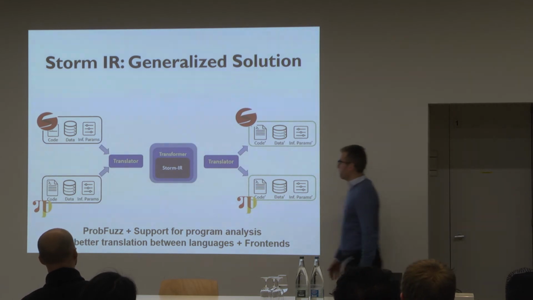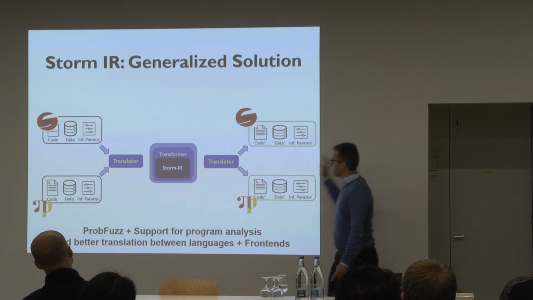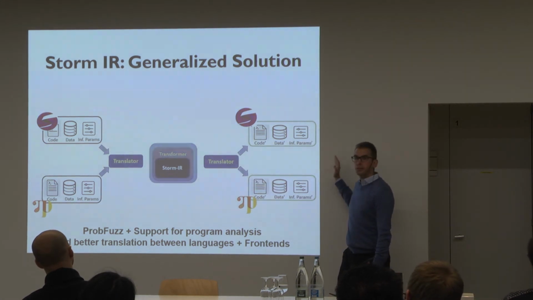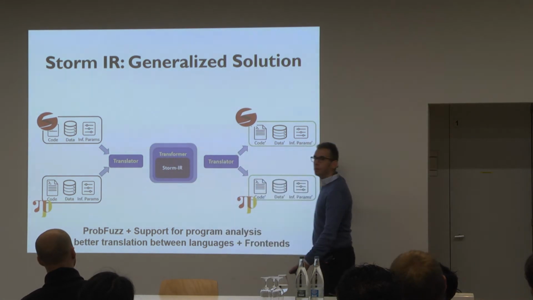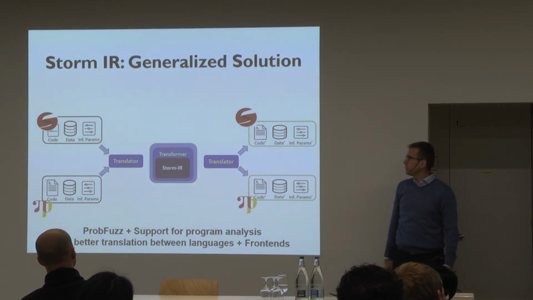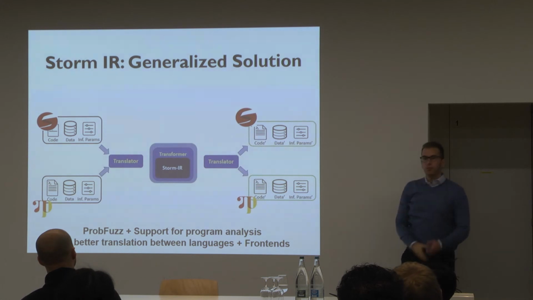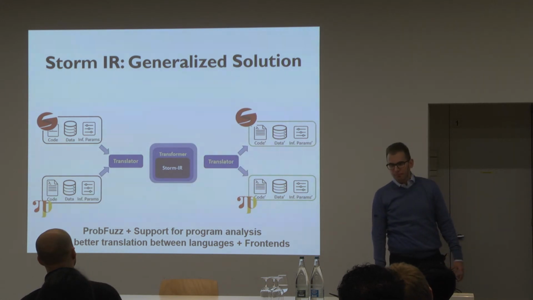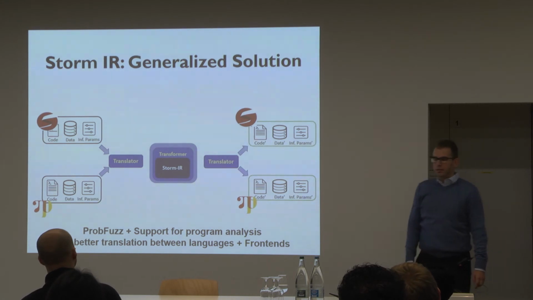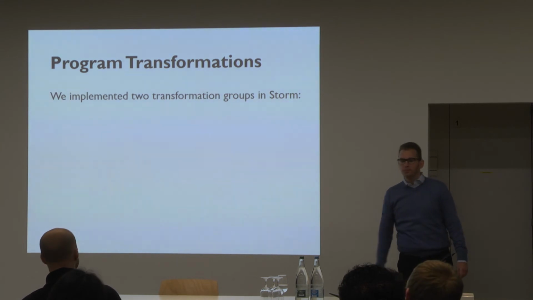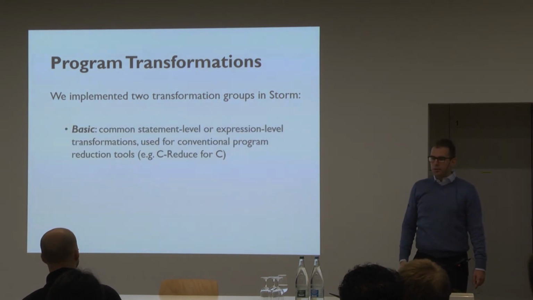Plus also, ProbFuzz was only going this way, from IR to transformation, because it starts with a template. Here now we start from code, go from one language, and go back to another one. And now you can also have cross-compilation from Stan to Pyro or vice versa. And by the way, after that, we also got a couple of other languages like C, and there is more work on Edward. So there are two transformation groups in Storm.